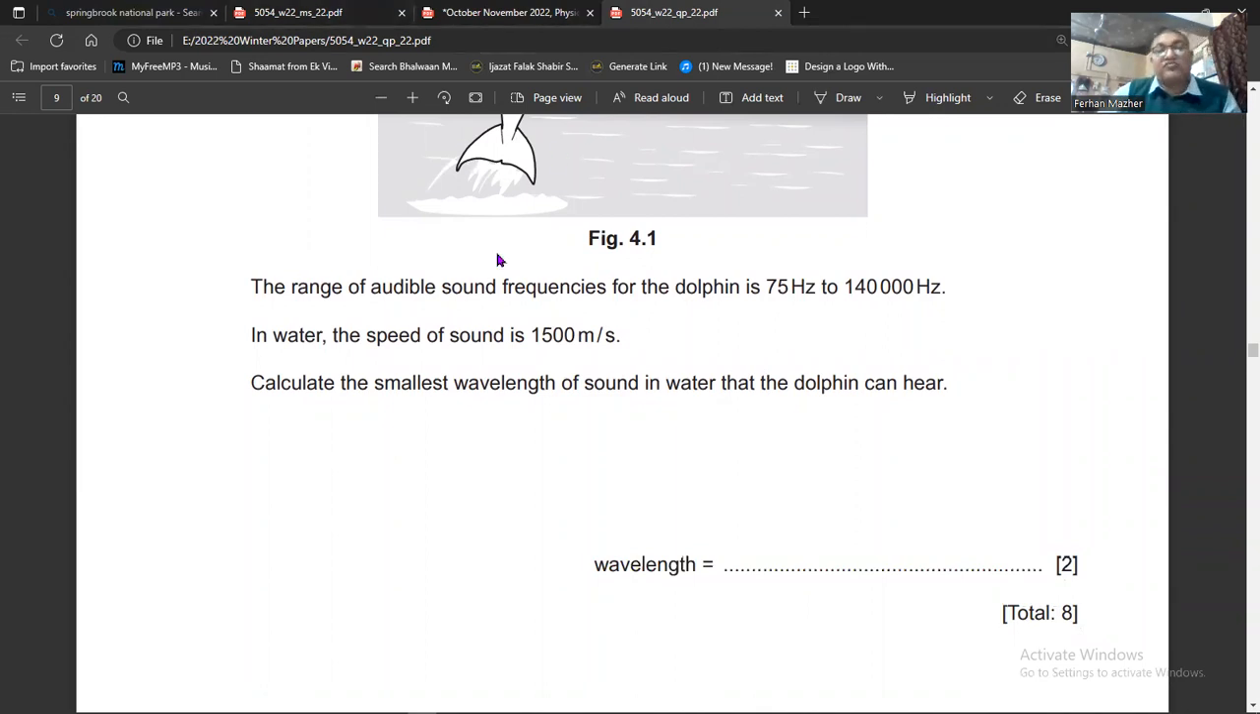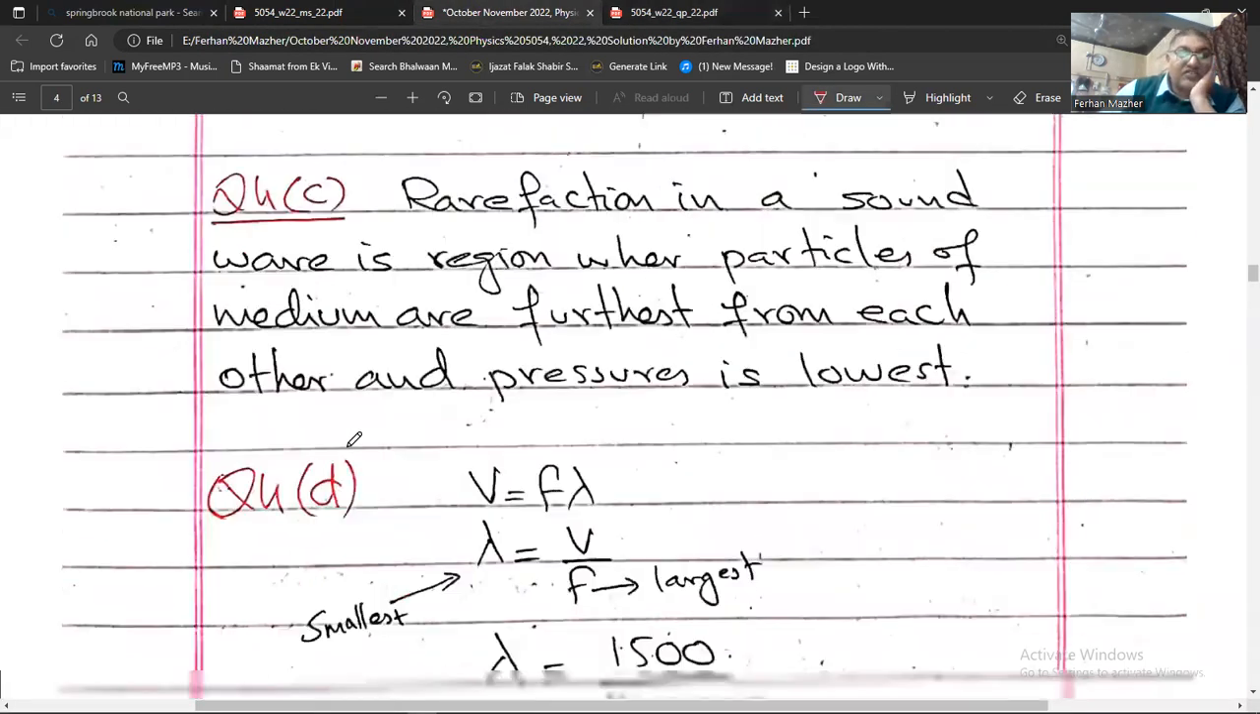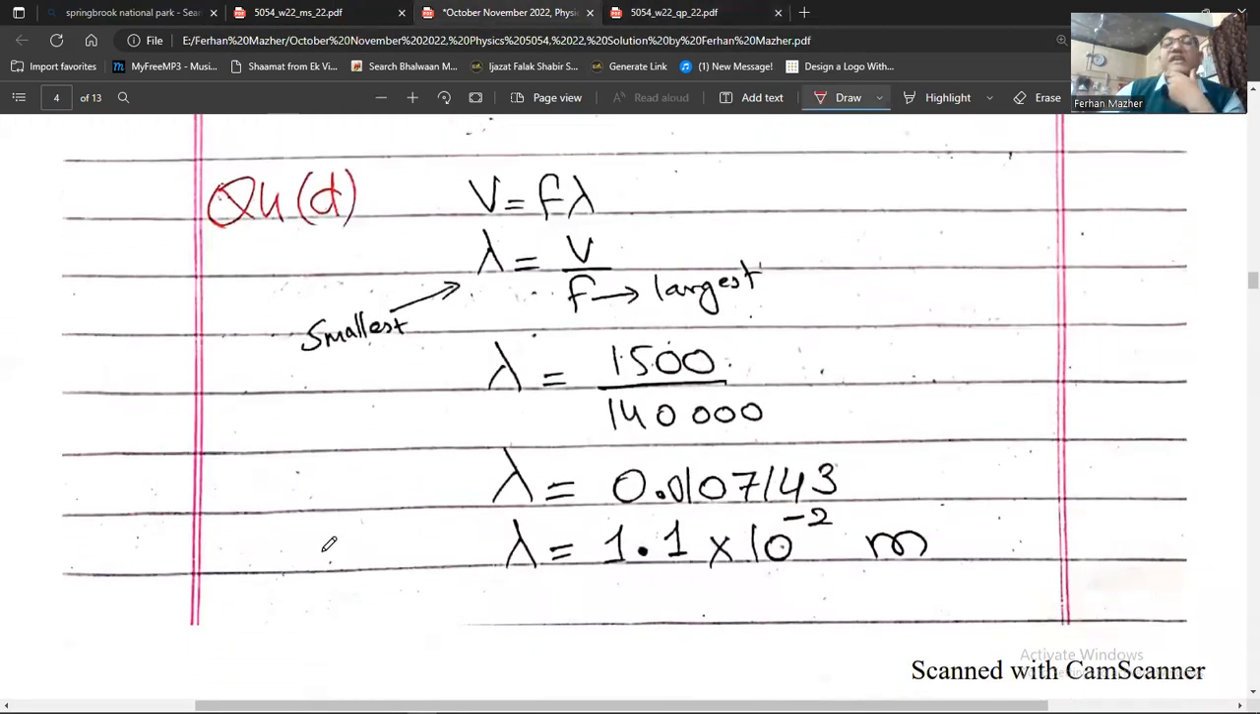Okay, so the smallest wavelength. We are not only interested in wavelength, but the smallest wavelength. This is the smallest frequency. This is the highest frequency. The speed is constant. So let me show you my solution. v equals f lambda. That's the wave equation, and lambda will be equal to v divided by f. We want the smallest answer, and v is constant, so f should be largest. So this division gives you the smallest answer.